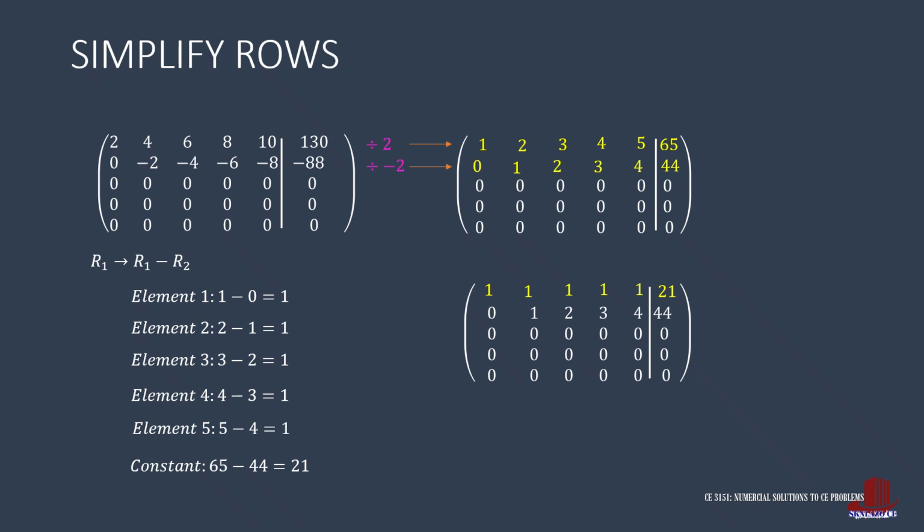This is the most simplified state where each column is designated as X, Y, Z, W, and V. The equations can then be written from the first row as X plus Y plus Z plus W plus V as 21. Then from the second row, the equation is Y plus 2Z plus 3W plus 4V as equal to 44.